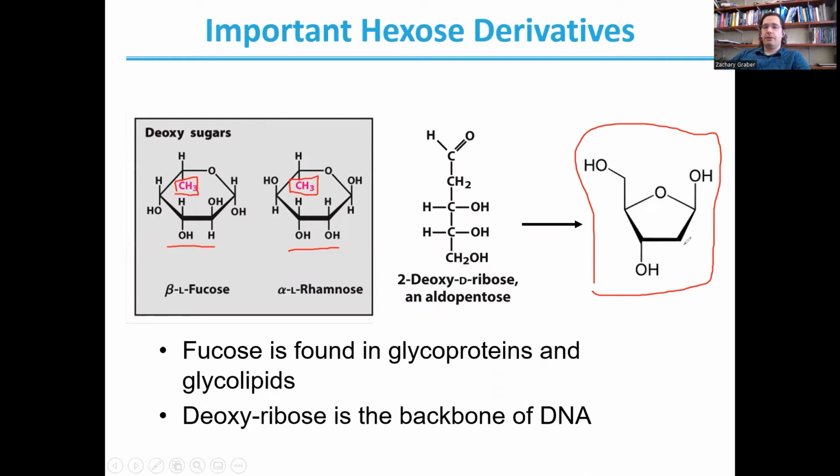The key difference between our deoxy sugars and our standard sugars is that we've essentially reduced the reactivity by eliminating our alcohol.